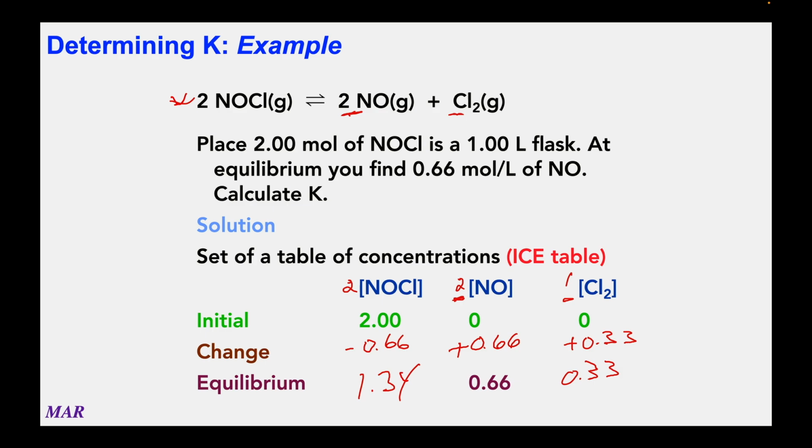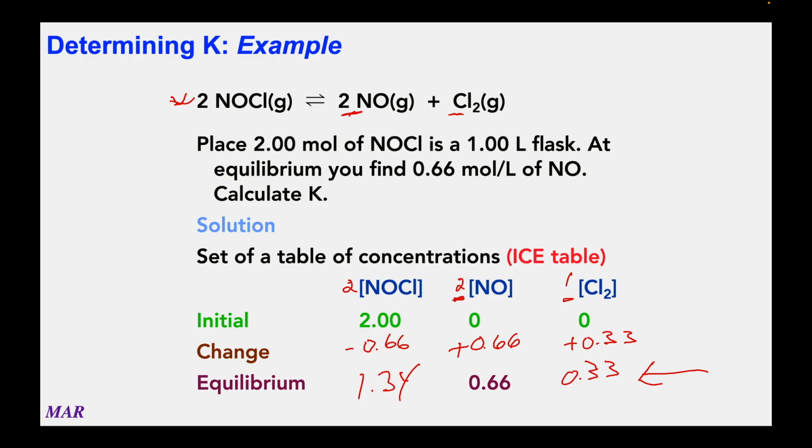So at equilibrium, in the next slide, we're going to use this line right here, the equilibrium values, to calculate K. It'll be the products over reactants. We'll raise the NO and the NOCl by 2 because that's what their stoichiometry is, and we'll plug those numbers in to calculate K. But at the end of the day, just remember, the change line will reflect the stoichiometry perfectly.